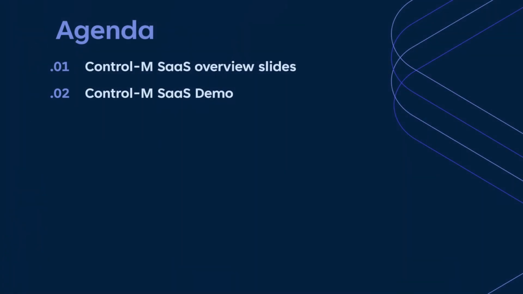For today's agenda, we have a set of slides that we're going to go over covering an overview of the Control M SaaS application, its standard architecture, and some of its core features and functionalities. After we're done with those slides, we'll transition over to my Control M SaaS demo environment to see some of those features, functionalities, and utilities in action.